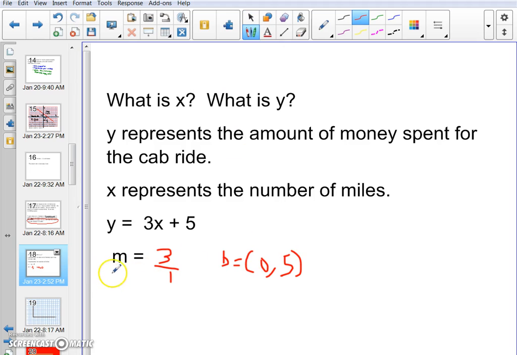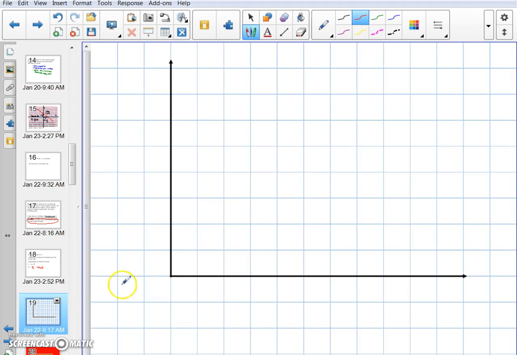So using this information, I now have to create a graph. I'm only going to be working in the first quadrant because we're talking about money and how much you're going to pay, so that's always going to be a positive number. Now this is going to be y. This is going to be x.